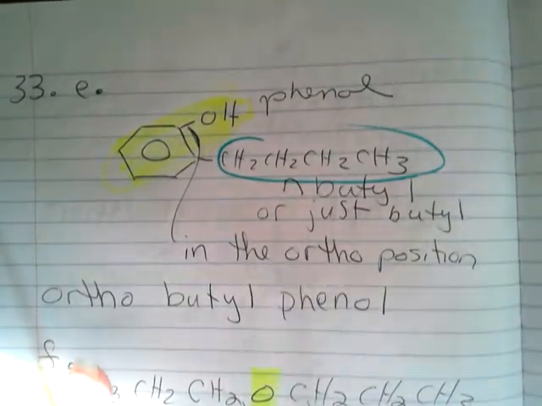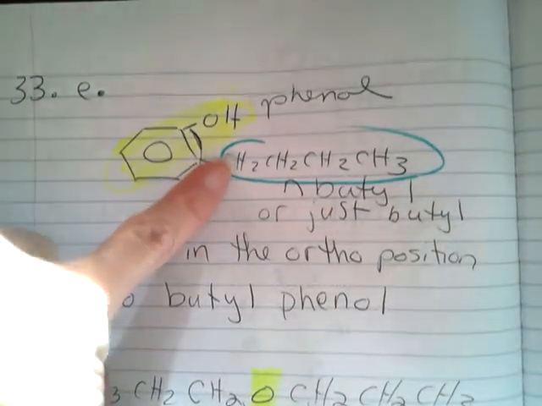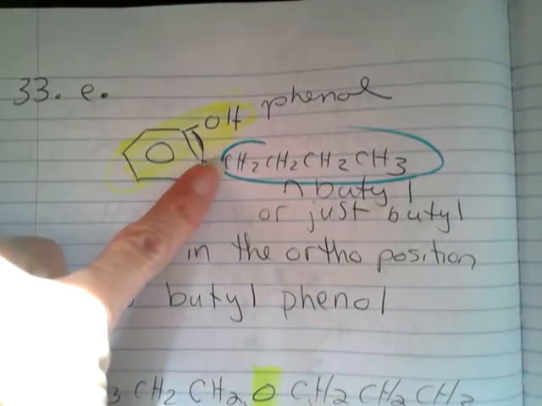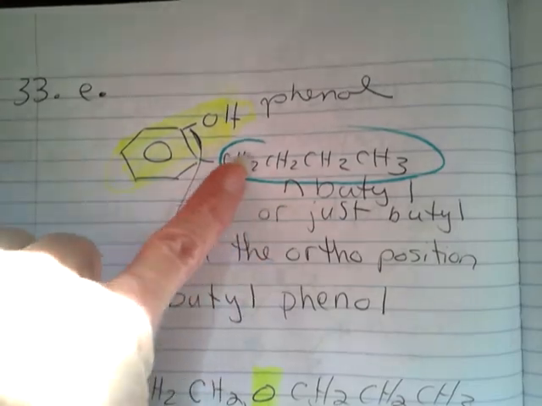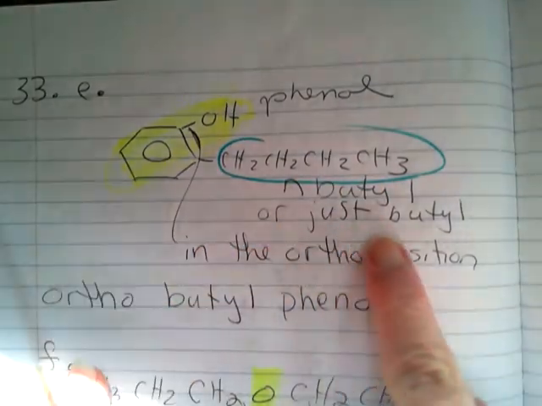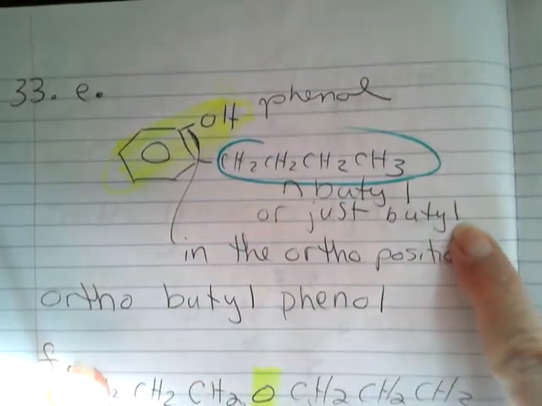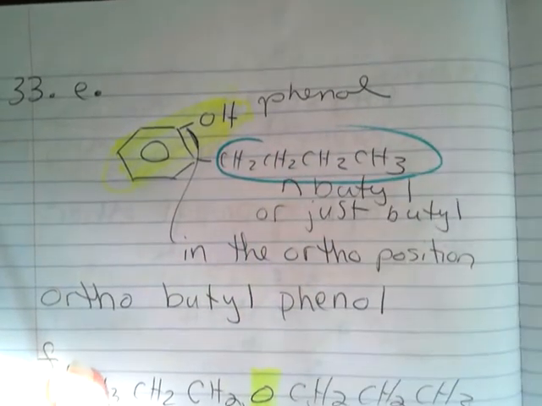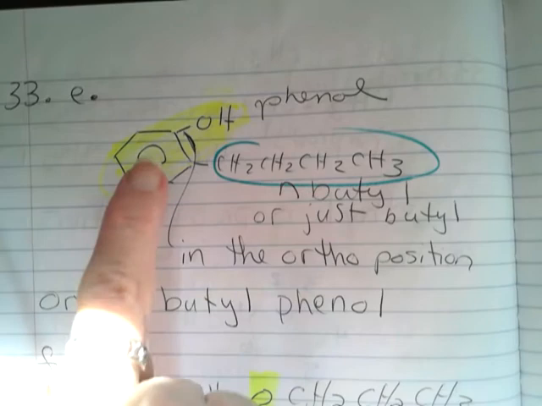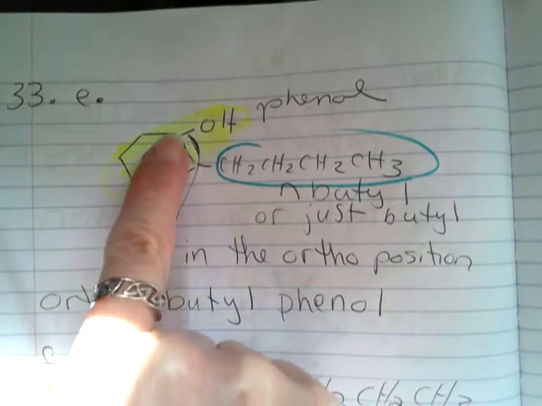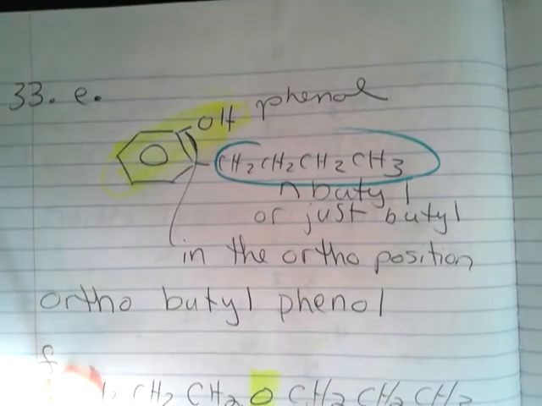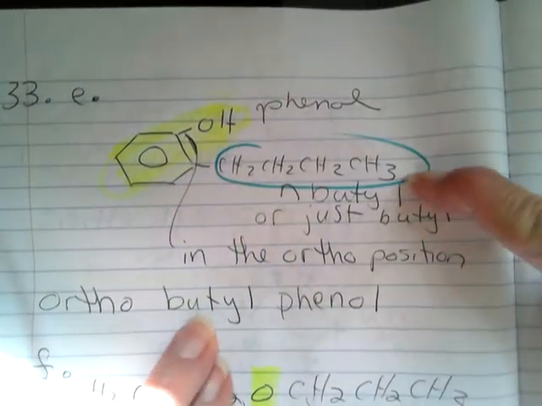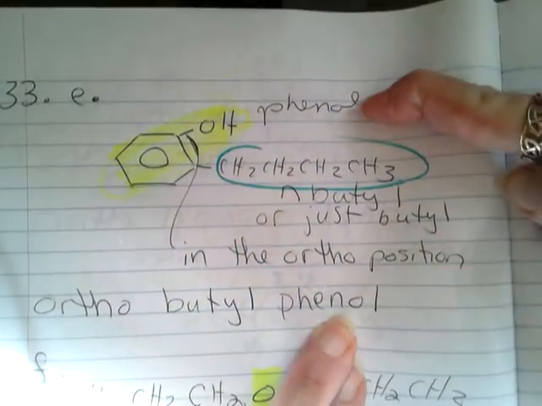So circle label, circle label. This is a butyl group, and some might call it an N-butyl, but I think your book just calls it butyl. But N just means it's a normal chain. It's not branched or anything. Now, this is in the ortho position. So we're going to say ortho, butyl, phenol.